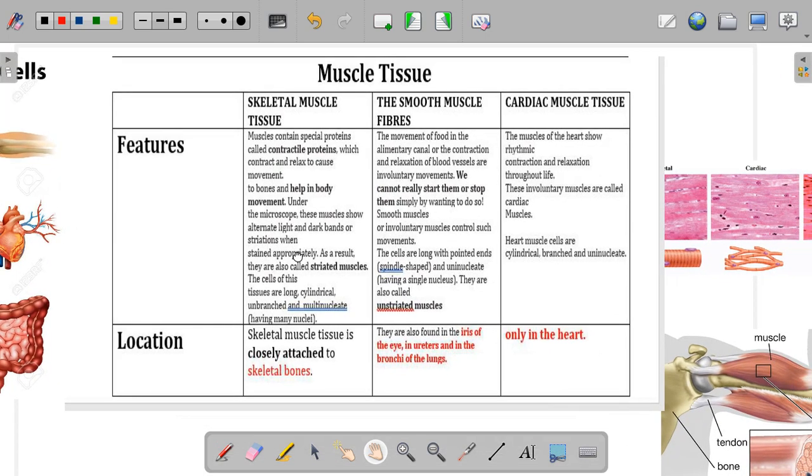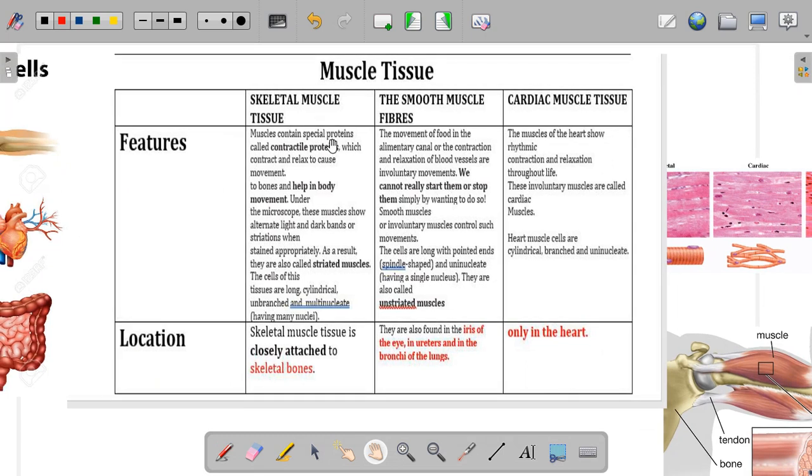The muscular tissue are of three types. Number one, skeletal muscles, smooth muscles and cardiac muscles or muscle tissue. The main important characteristic feature of all these three are: since the name itself tells skeletal muscle, these muscle tissues are attached to the bones. Smooth muscles are not attached to the bones. Cardiac muscles are the special muscle tissues present only in the heart.